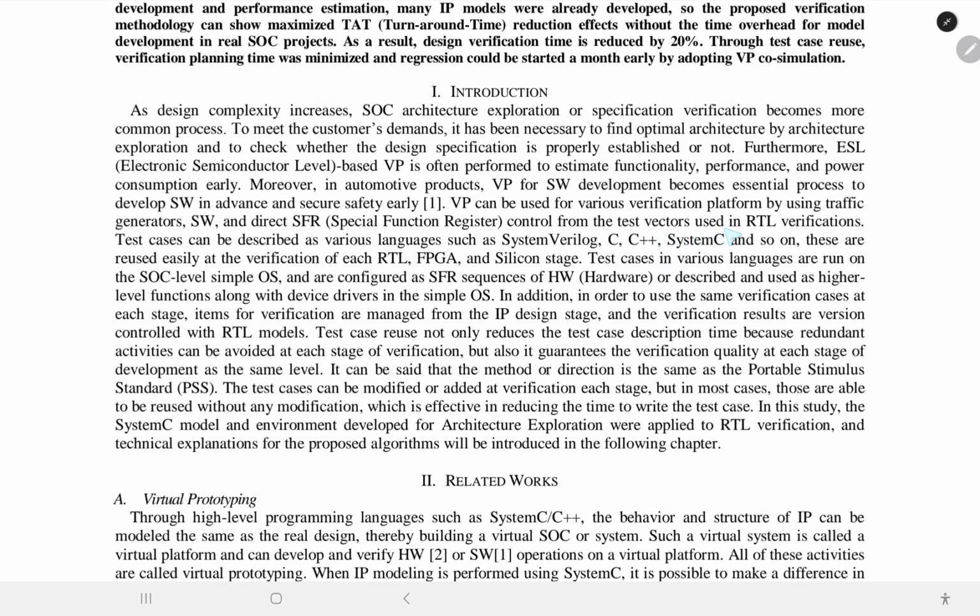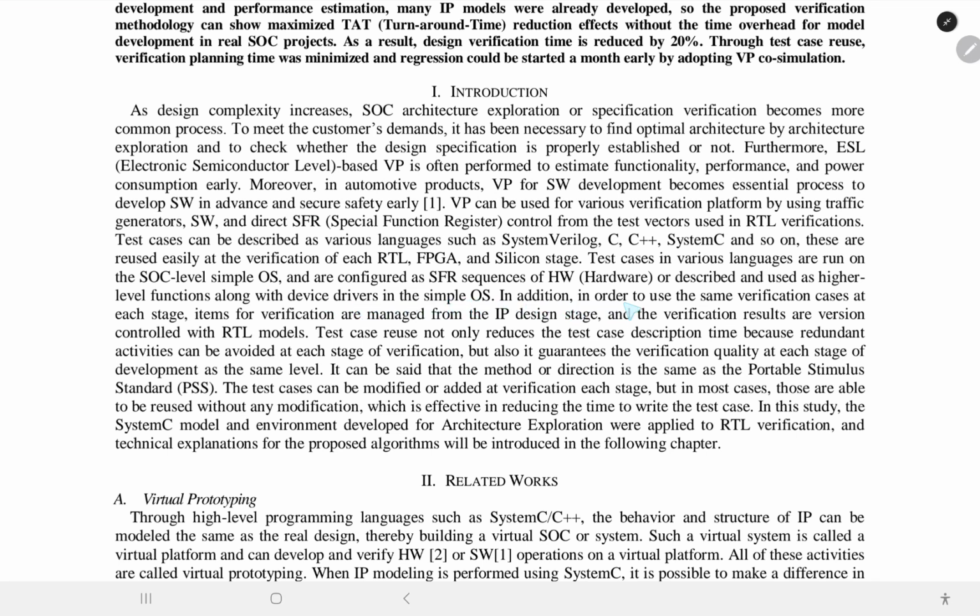control from the test vectors used in RTL verifications. Test cases can be described in various languages such as SystemVerilog, C, C++, SystemC, and so on. These are used easily at the verification of each RTL, FPGA, and silicon stage. Test cases in various languages are run on the SoC level simple OS and are configured as SFR sequences of hardware or described and used as higher level functions along with the device drivers and simple OS.